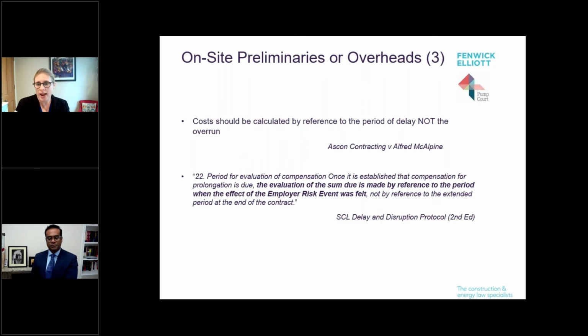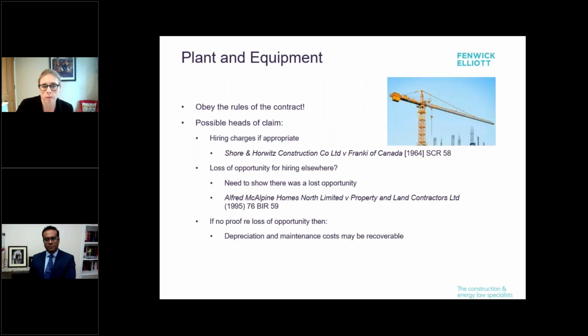Then in terms of when, what period are you claiming for? I think this is worth highlighting as well. The costs need to be for the period of delay you are claiming, not the overrun. And that's also in the SCL delay and disruption protocol. And if you think about it, that's logical. You've got a delay event, you have to prove cause and effect. The effect is going to be in the period of the cause or shortly afterwards. So that is something to think about that people often get wrong, and it makes a big difference to what records you need for which period.